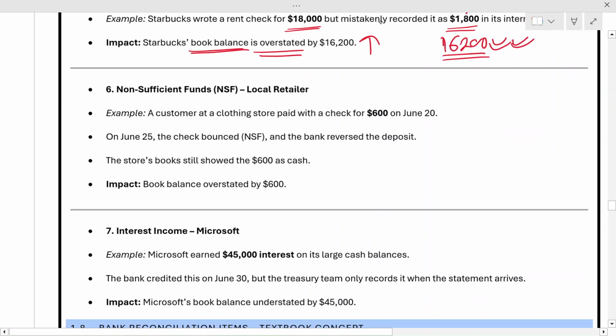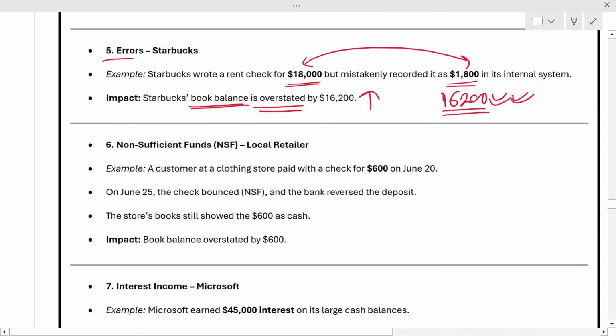The next case which we can see is non-sufficient funds, or NSF.